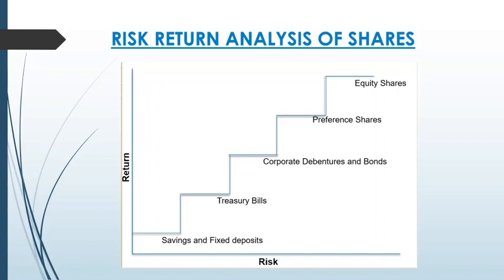And the next step is treasury bills, which have more risk, therefore they give more return. The corporate debentures and bonds are also giving more risk and also providing more return. The preference shares, compared with the corporate debentures and bonds, have more risk, therefore they also provide more returns. And at the end we can see the equity shares, which mainly have more risk but can also provide the chance of more return.